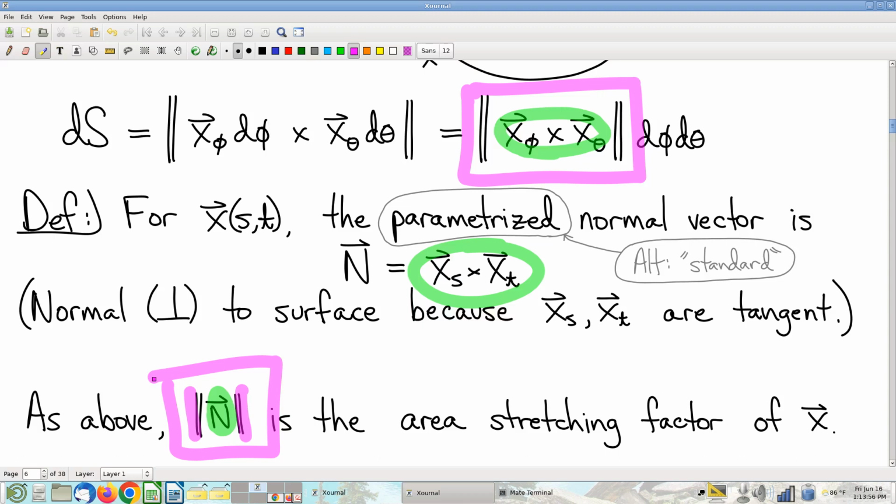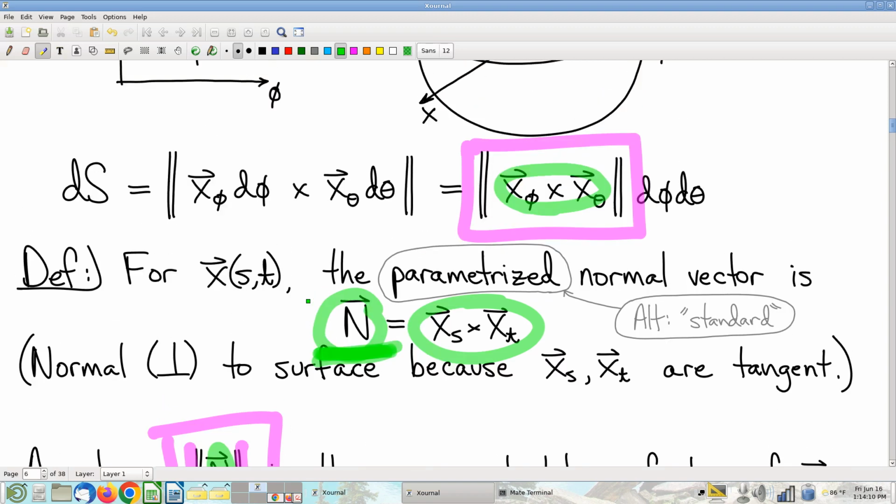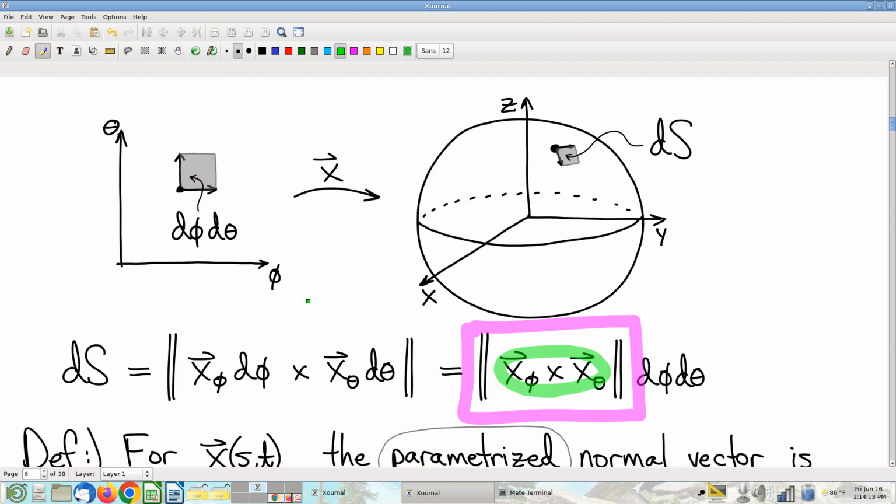So it turns out this thing I have highlighted in green is kind of a big deal. We're going to need to talk about this, so I'm going to give this a notation. This is a pretty standard notation to call it capital N. We use N because this vector, if you think about it, is a cross product of two vectors tangent to the surface. So in fact, this capital N is normal to the surface. It is perpendicular to the surface. So it's a normal vector.